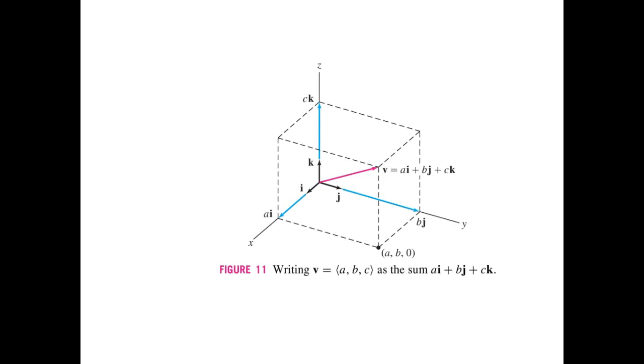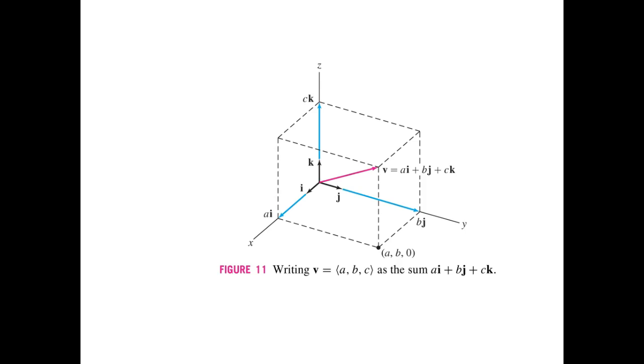So another way to write vector V, which has components A, B, C, in component notation. This is another form of component notation: Ai plus Bj plus Ck, where i, j, and k are the unit vectors in the direction of the x, y, and z axes. And this sort of shows it as we did before.